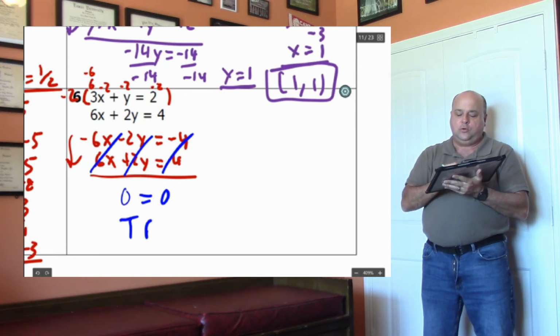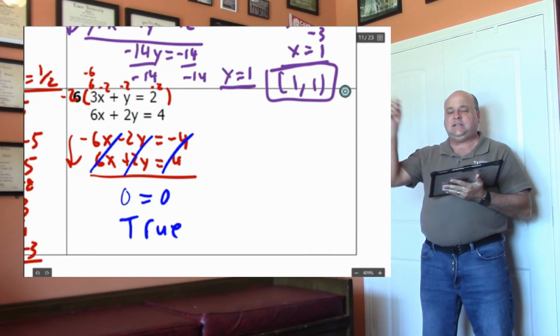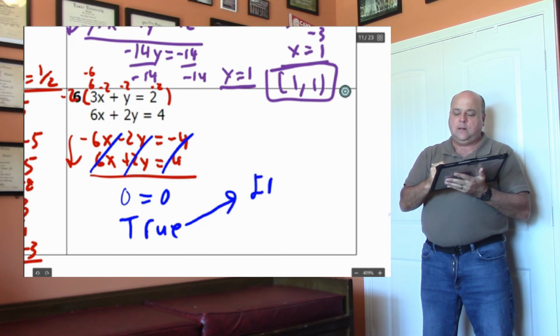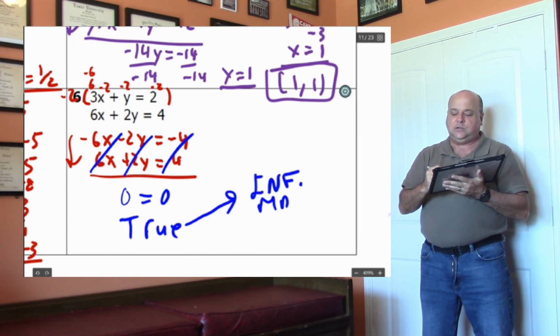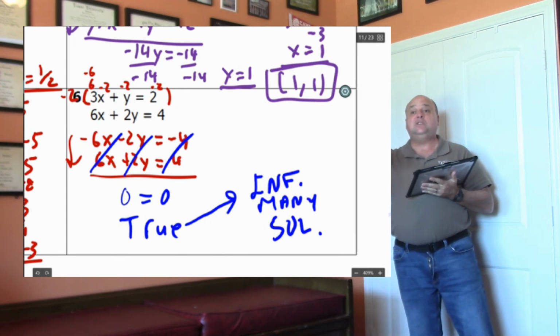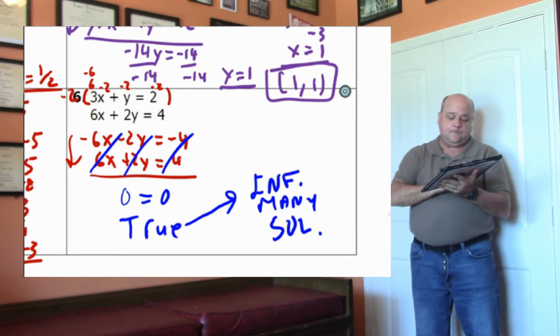That is true. If your x's and y's cancel out and it's true, the answer is infinitely many solutions. If the answer was false, it would be no solution, okay?